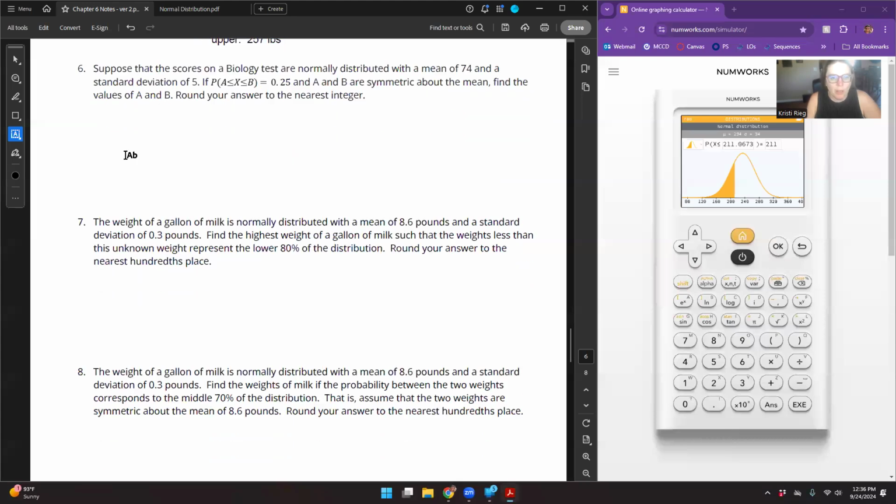Okay, here we have scores on a biology test that are normally distributed. We have our mean, lovely, and our standard deviation. Are you underlining this before I even do at this point? Hopefully you are. And it says if the probability that A is less than or equal to X is less than or equal to B is 0.25. If the probability is 25%, and A and B are symmetric about the mean, which means the mean is in the middle, we want to know the numbers on either side, find the values of A and B. Okay, what did I just say?